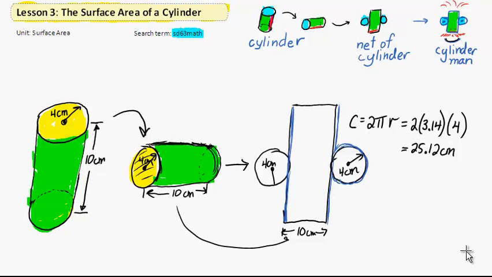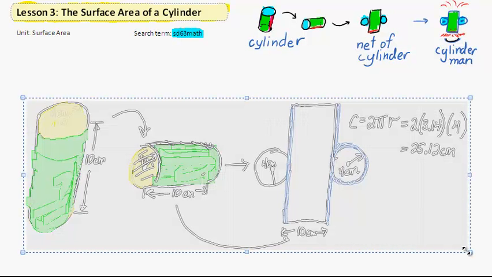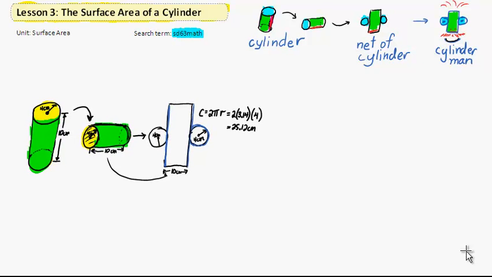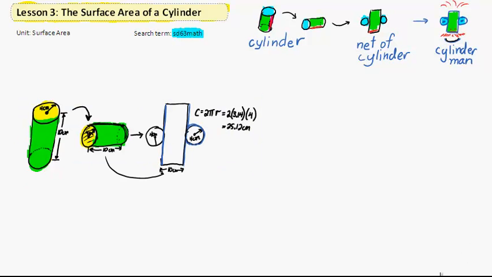I would like to shrink this down and give us some more room. There we go. To get the surface area of the cylinder, we'll need to have this area right here, and 10 centimeters is one length, and 25.12 is the other. Let's do that.